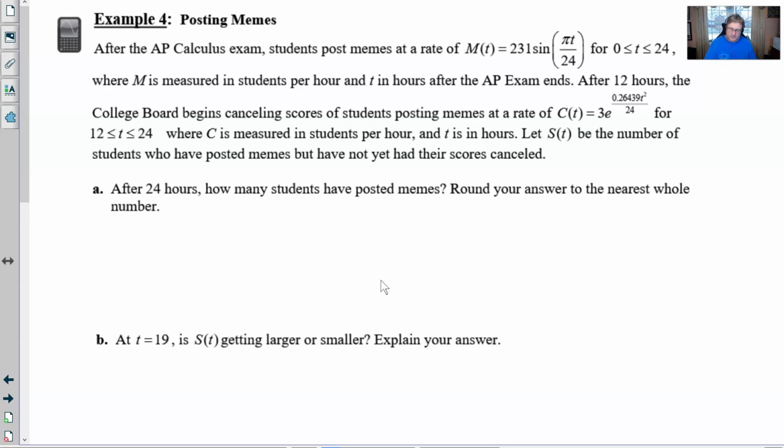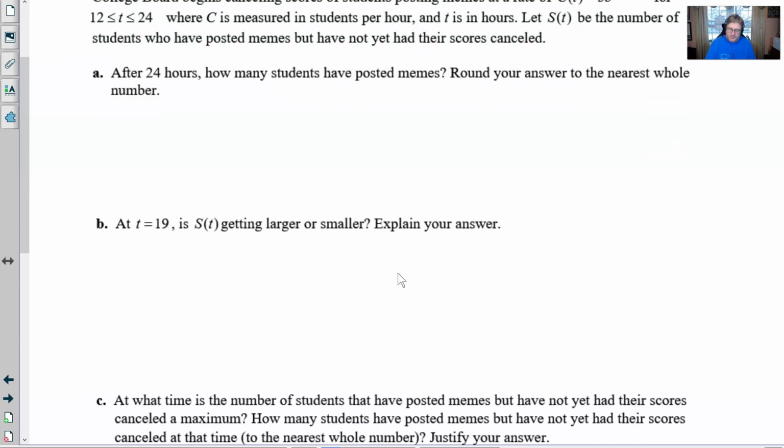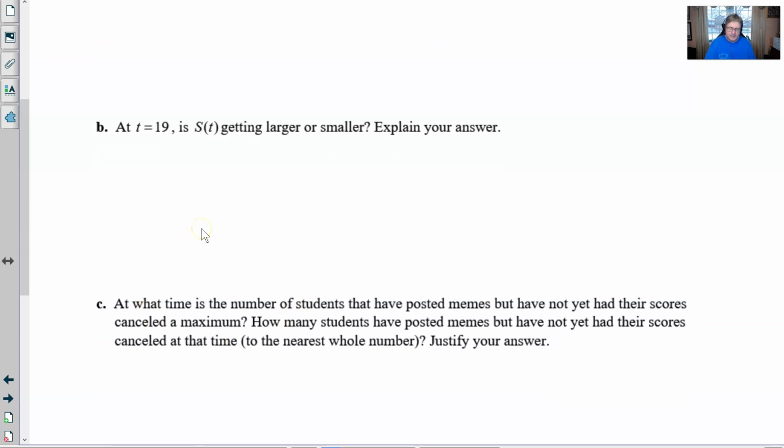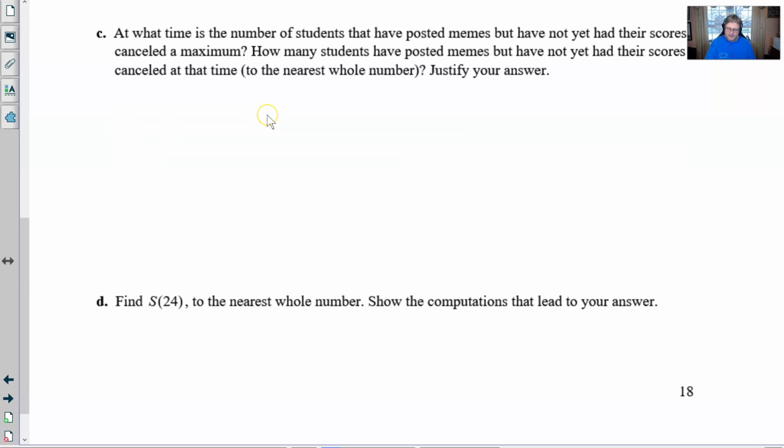So we have several different parts to this question. Part A asks, after 24 hours, how many students have posted memes? Round your answer to the nearest whole number. Part B, at time 19, is S of t getting larger or smaller? Explain. Part C, at what time is the number of students that have posted memes but have not yet had their scores canceled a maximum? How many students have posted memes but have not had their scores canceled at that time? Justify your answer. And finally, find S of 24 to the nearest whole number and show the computations that lead to your work. So we've got 4 very legitimate parts to this problem that are significant in that we will use some really good calculus in order to answer them.